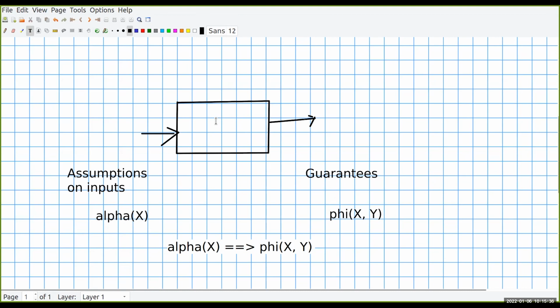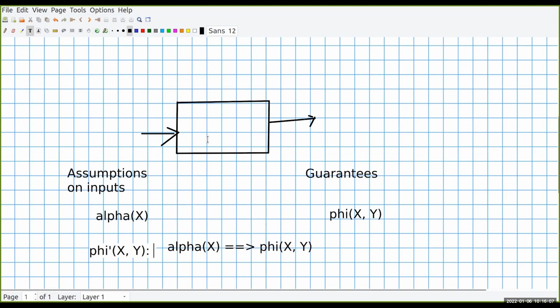So all that this block is going to guarantee is that if alpha x is true, then phi of xy will be true. But you can look at this entire formula itself as some phi prime of x and y. Right? If alpha, for example, is an LTL formula, phi is an LTL formula, alpha x implies phi xy is another LTL formula. And you can look at that as the phi prime specification for your system to be designed over here.